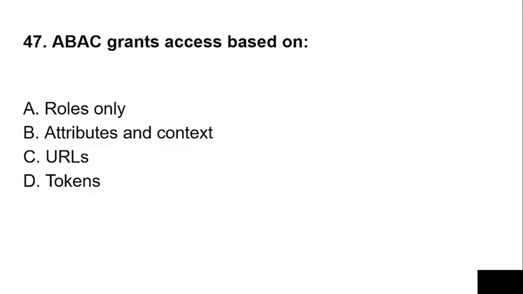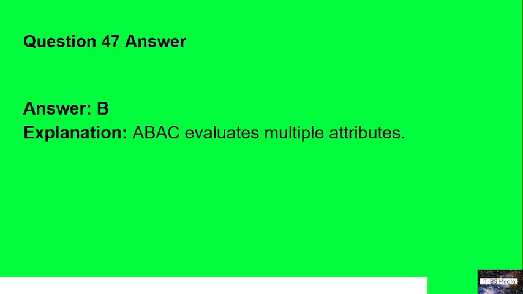ABAC grants access based on what? Roles only, attributes and context, URLs, tokens. What is your best option? What is the correct answer? The answer is B. ABAC evaluates multiple attributes. So it uses attributes and context.